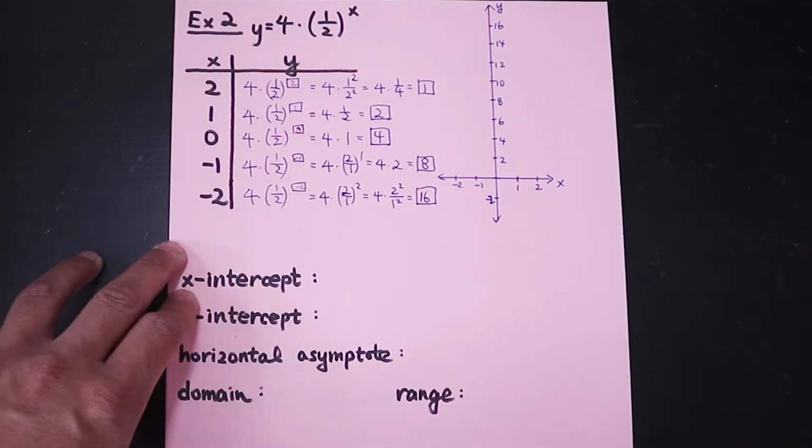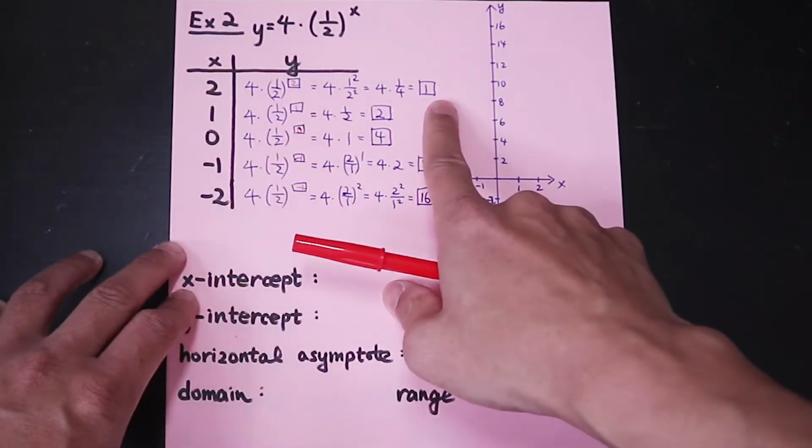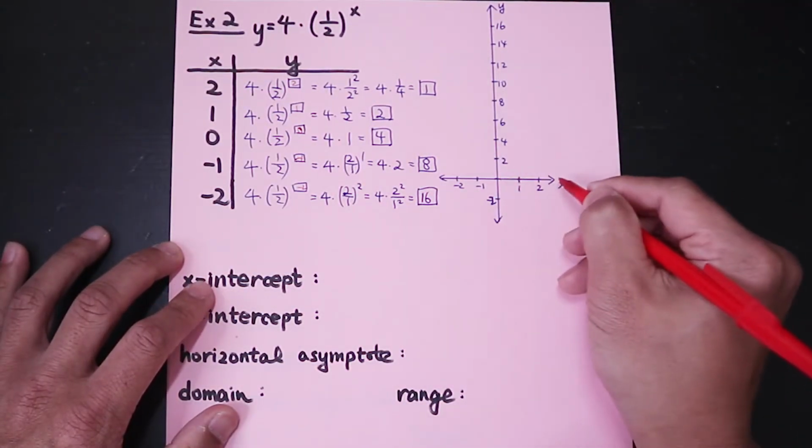Well, let's plot them. So first, we plot (2, 1). Let's find where (2, 1) is.